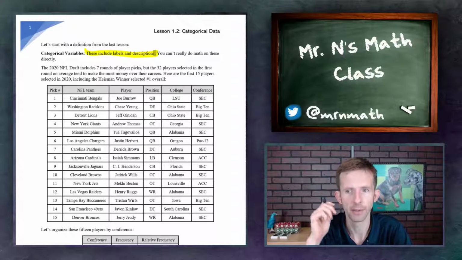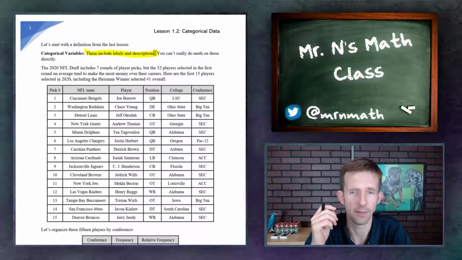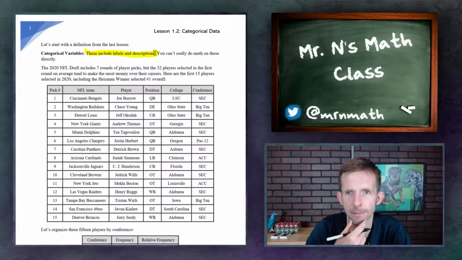So the draft includes 7 rounds of player picks, and the first 32 players tend to make the most money in their career. So being selected in the first round is pretty important financially, and for status reasons and such.